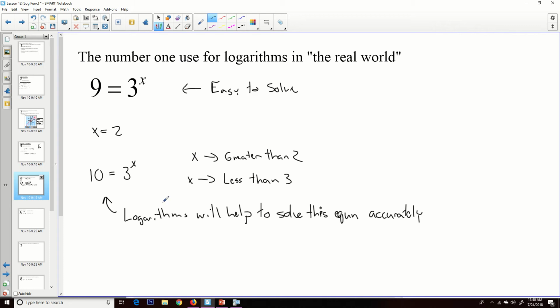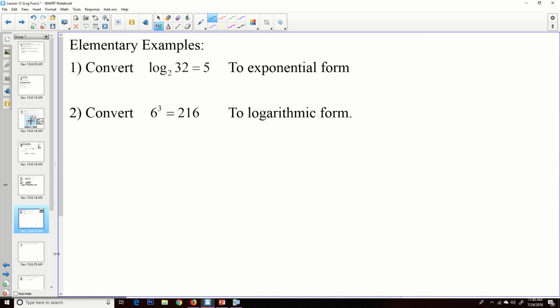All right, so we're going to get to how to do that. But first, let's talk about manipulating logarithms. So first thing, a couple of elementary examples that you'll see probably on the first quiz.